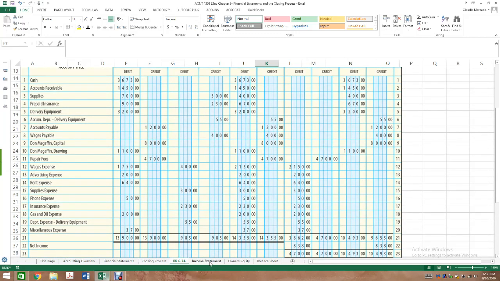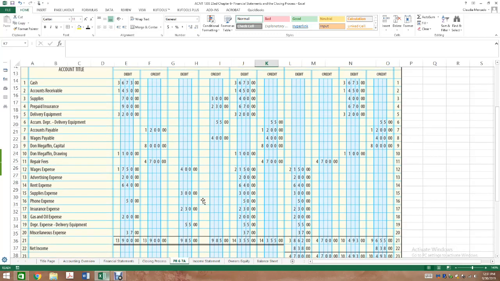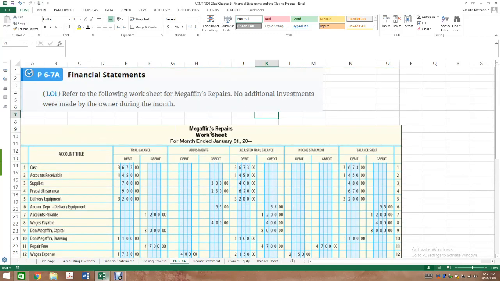So I'm going to start off with the income statement. We're going to start off with the name of the company. The name is called Mega Fence Repairs. We are preparing the income statement for the month ended January the 31st. That is the information being provided here.